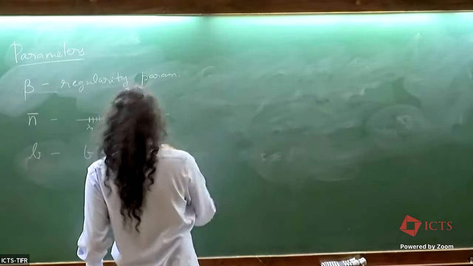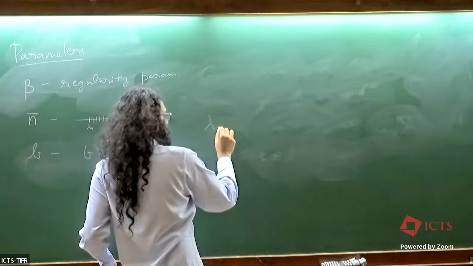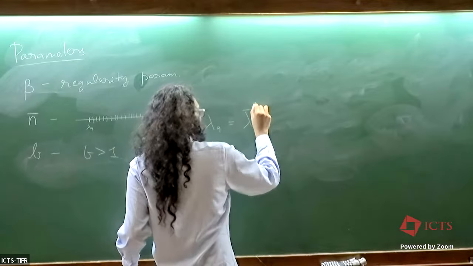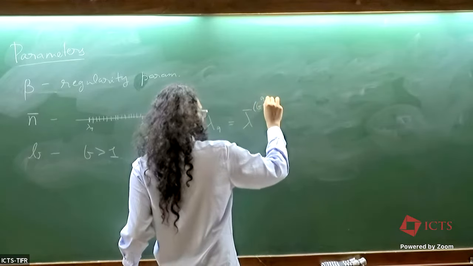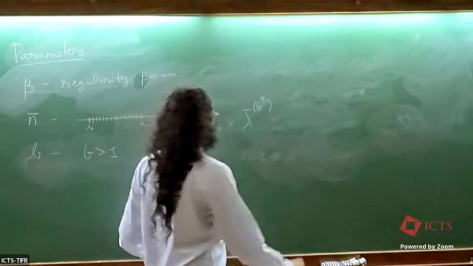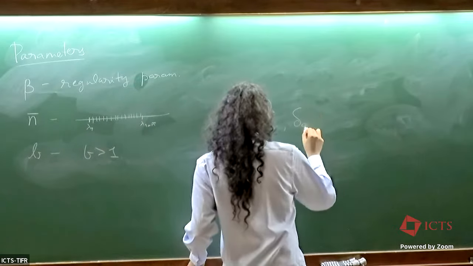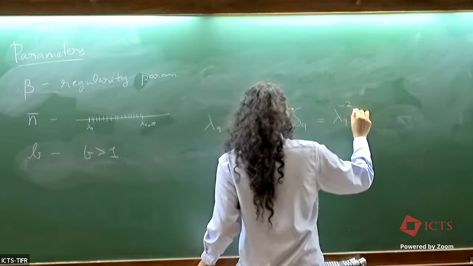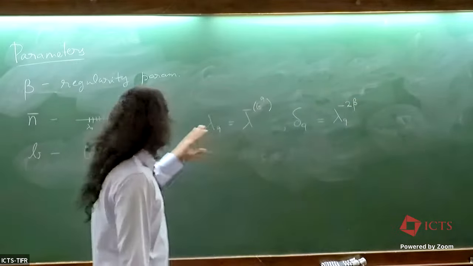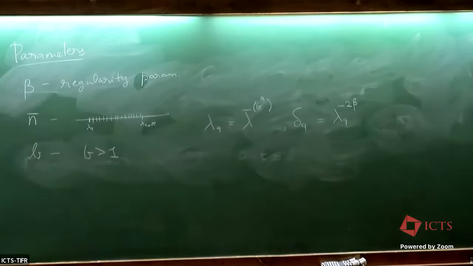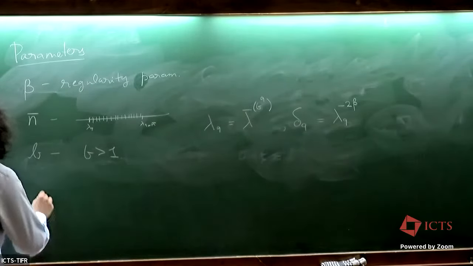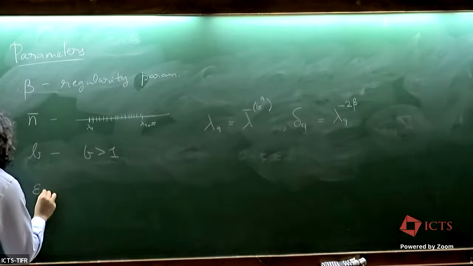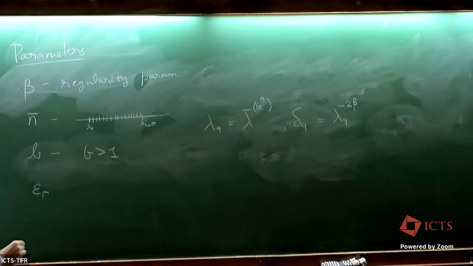And then you can now define your lambda q to be some fixed lambda bar to the b to the q. And then delta q can be defined as lambda q to the minus 2 beta. So these are some parameters, and these are really the main ones. There are two more which are slightly more technical, but it's kind of amusing to think about them briefly.